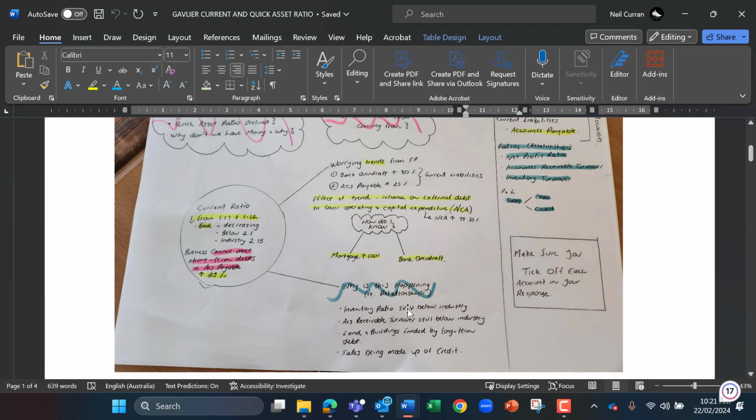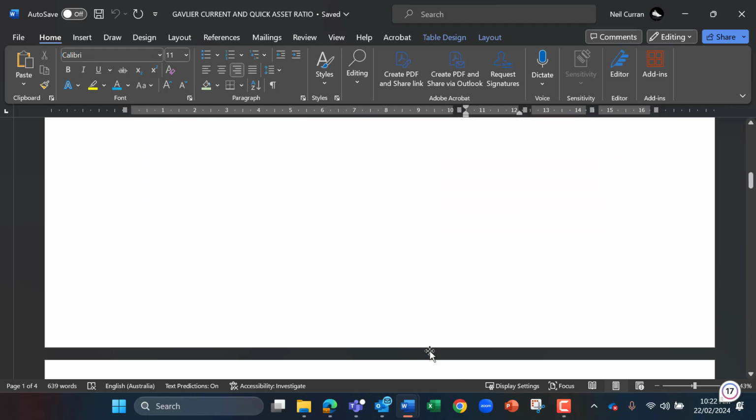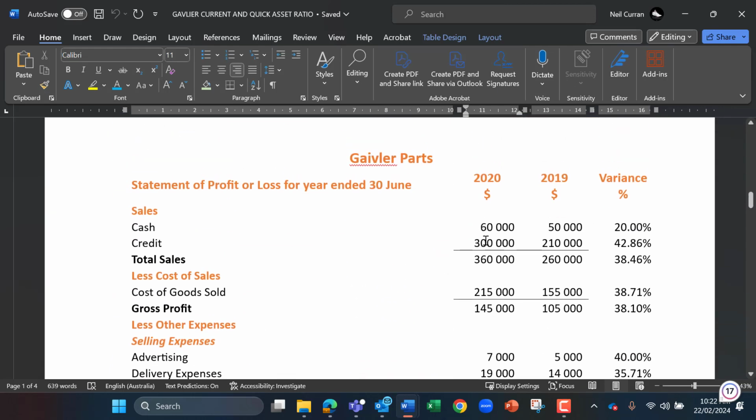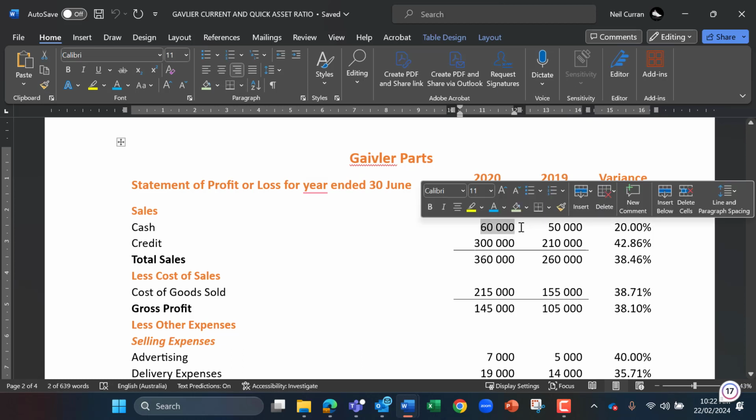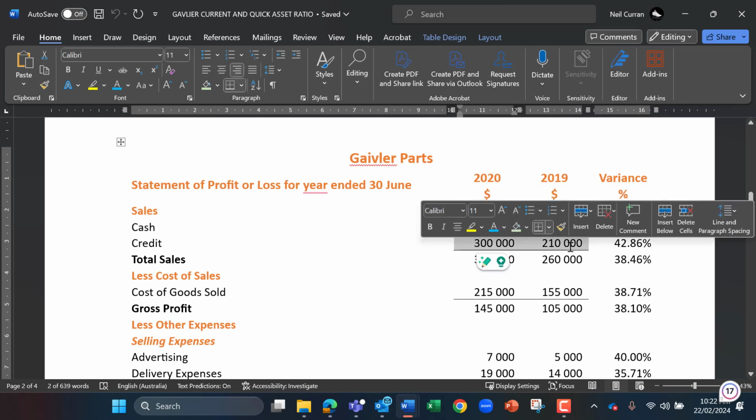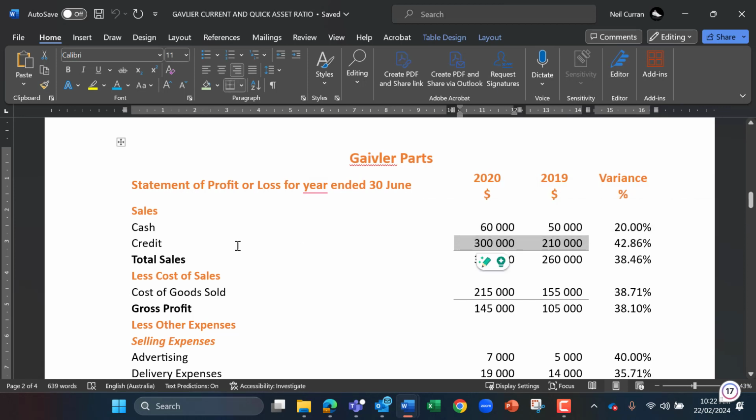And our inventory is improved, but still below the industry average. Our accounts receivable turnover is still below the industry average. Okay, and also our sales is mostly made up of credit sales. Okay, so if you look at our statement of profit or loss, you can see here we're only generating $60,000 for the current year worth of cash sales, but we've got 300,000 here sitting in credit. So we need this one to go up more in order to generate cash. Okay, this is obviously a very good outcome. It's gone up by $90,000.